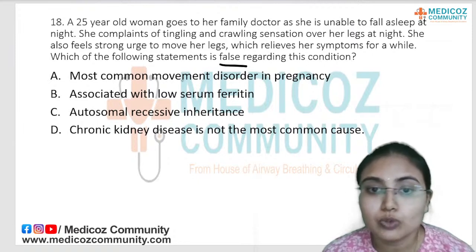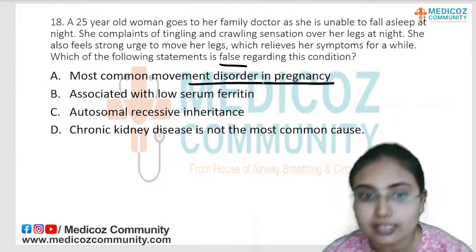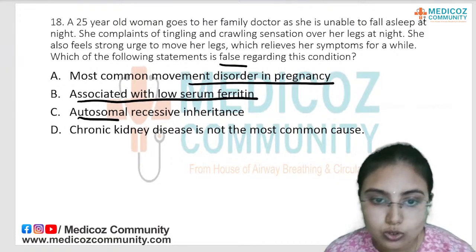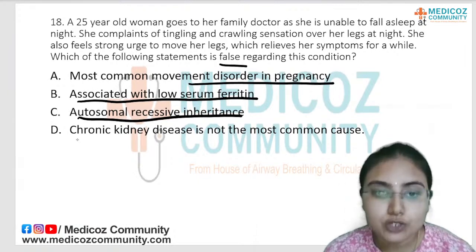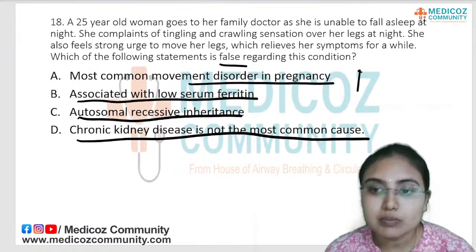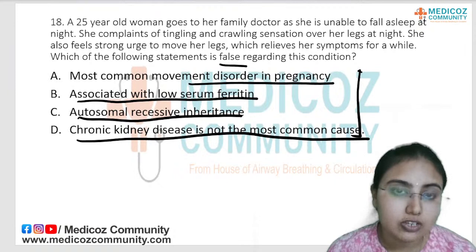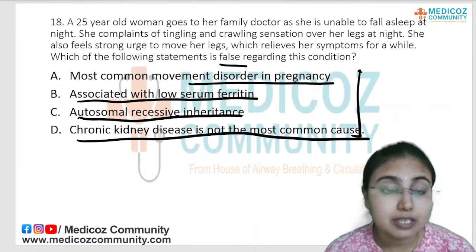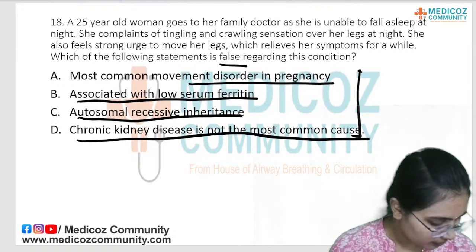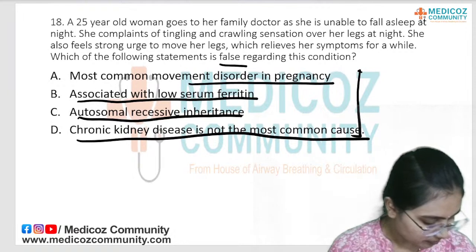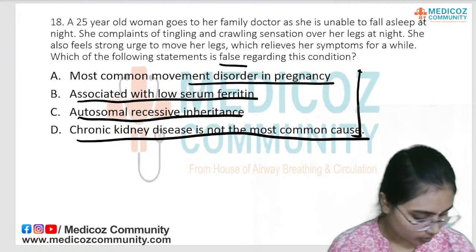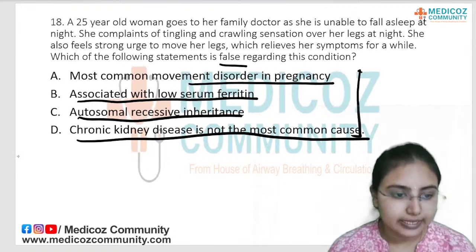Regarding this condition: option A, most common movement disorder in pregnancy; option B, associated with low serum ferritin; option C, autosomal recessive inheritance; option D, chronic kidney disease is not the most common cause. So which of these statements is false? Please identify, students, and write it in the chat box for me. This must be a very easy answer for you, all right? Okay. So let's see whether any of you can guess it.